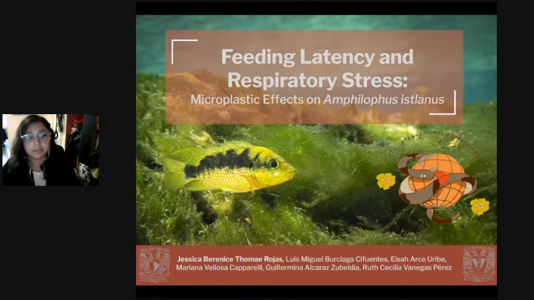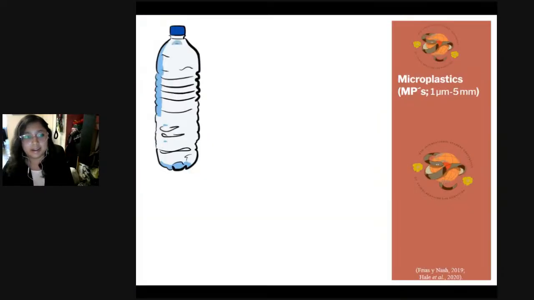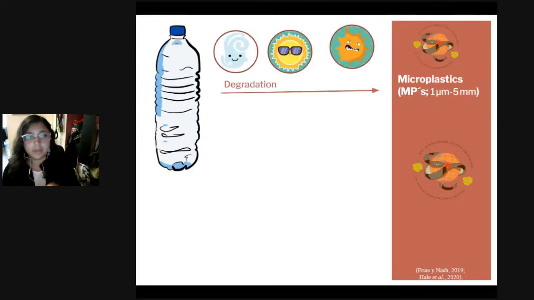First of all, what are microplastics? Well, we start with a plastic. Any kind of plastic is okay. Here I use a water bottle to simplify this. This plastic is thrown away in the trash and usually ends in the natural environment. Here, the plastic is exposed to physical, chemical, and biological forces that break down the plastic into smaller and smaller pieces until it reaches the size where we can call it microplastic.